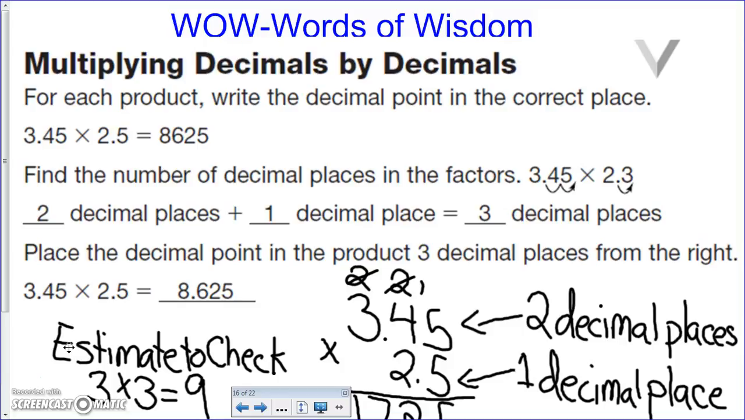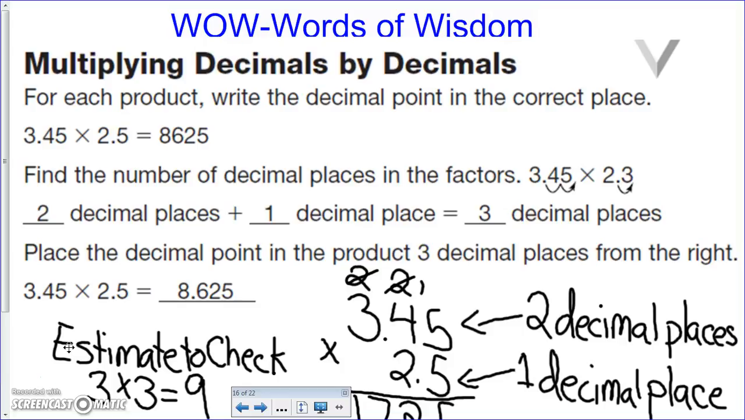We have 8625. We have to find the number of decimal places in the factors. So if we look, 3.45 has 2 places to the right of the decimal, and 2.5 has 1 place to the right of the decimal. So we have 2 places in the 3.45 plus 1 in the 2.5 equals 3 decimal places. So we should have 3 decimal places in our product here. So they put the decimal in between the 8 and the 6.